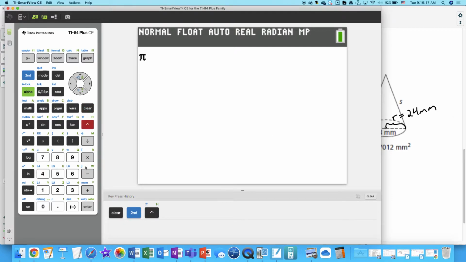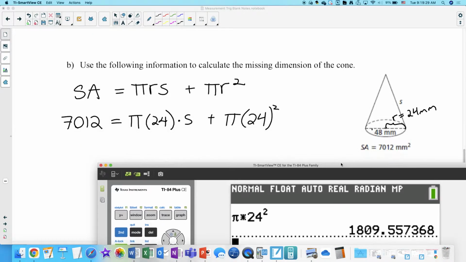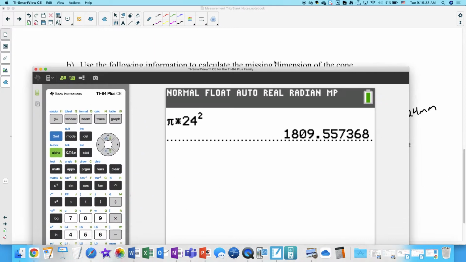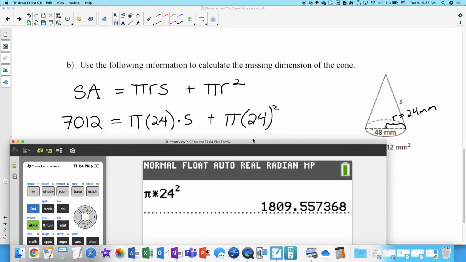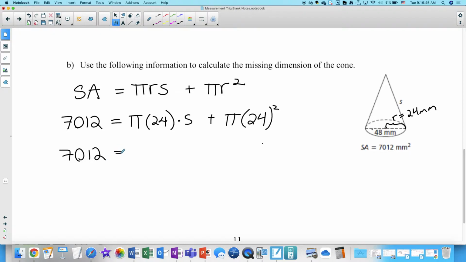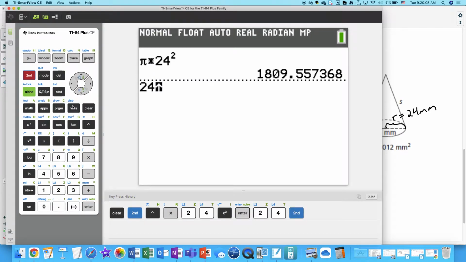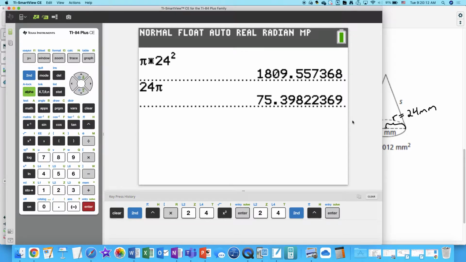But let's see, pi times 24 squared equals 1,809.56. It doesn't say how many decimal places we want, so let's keep 3. So that's 1,809.557. It says to the nearest tenth, so we'll round at the end. Plus 24 pi, which is 75.398 s.